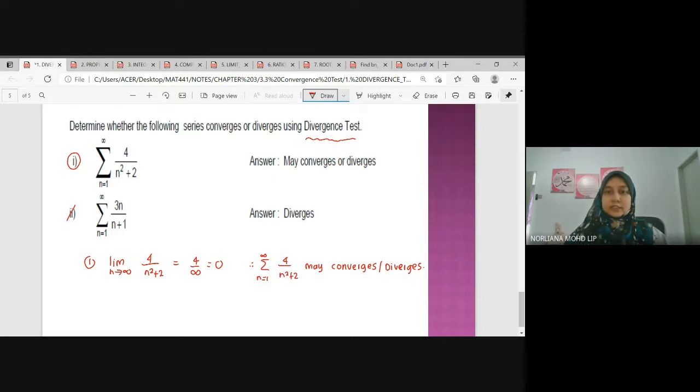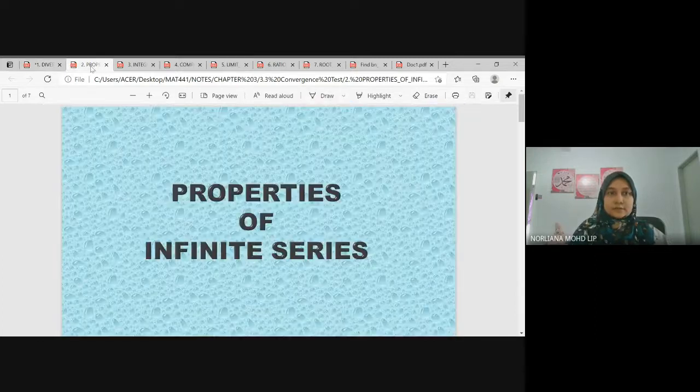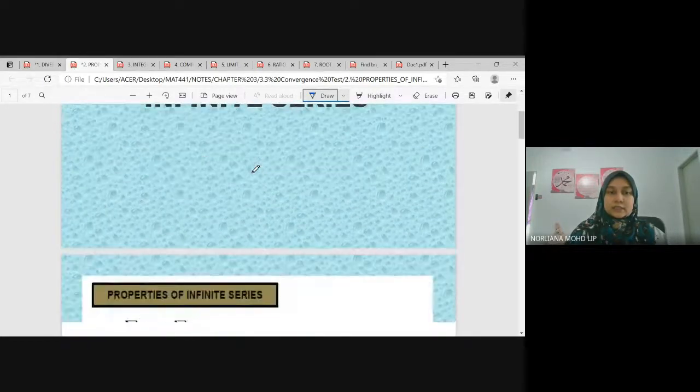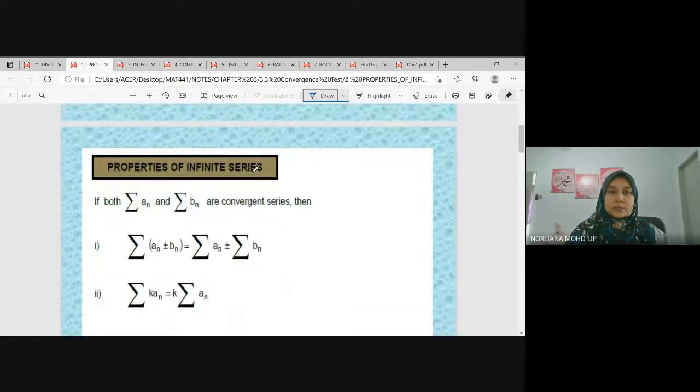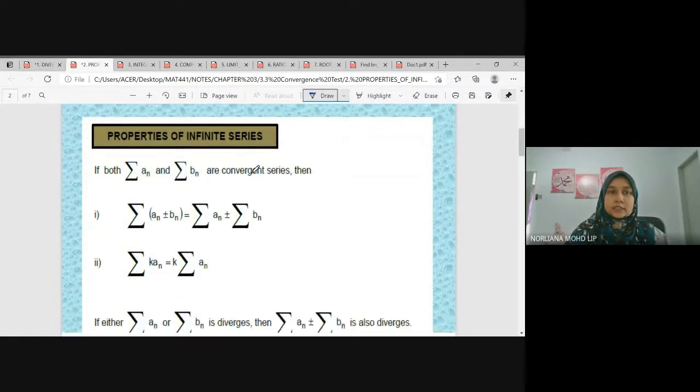Kita proceed second test. Okay, yang ni boleh try sendiri. Homework lah nanti. Okay, second test, property of infinite series. Ni sebenarnya kita dah tengok dalam last week punya topik, infinite series. Tak apalah, saya ulang balik. The properties of infinite series.